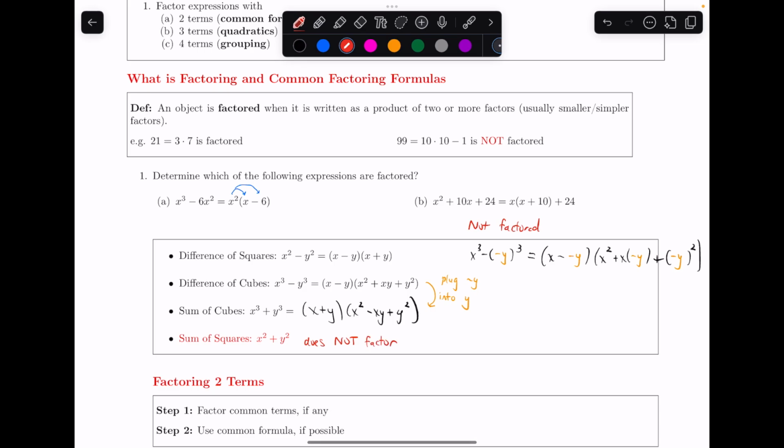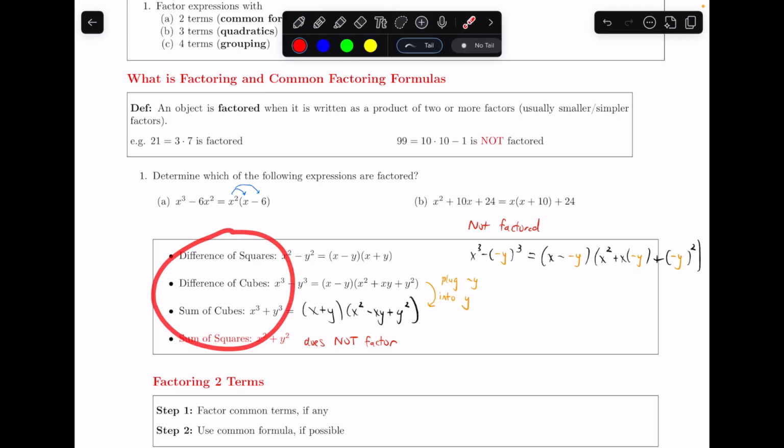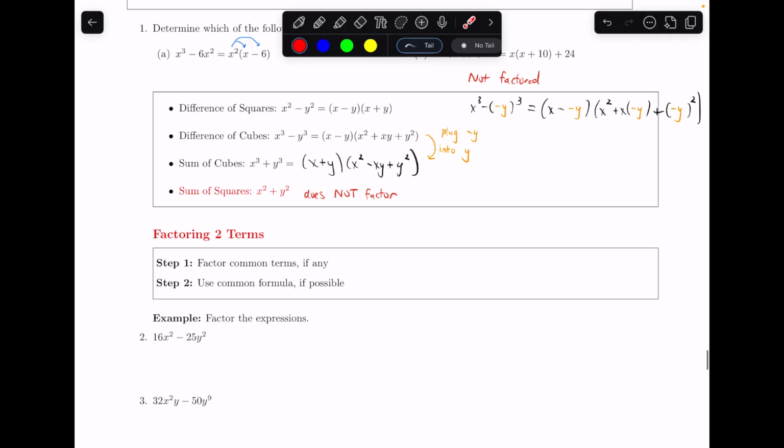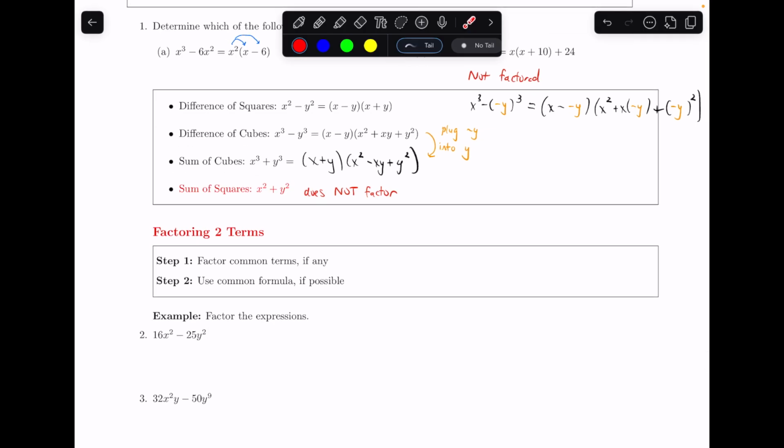Okay, so where we use these common formulas is when we're factoring expressions with two terms. There's two general steps to do that. First, you factor out any common terms. And then the second step is, you use the common formulas if possible on what's left over.